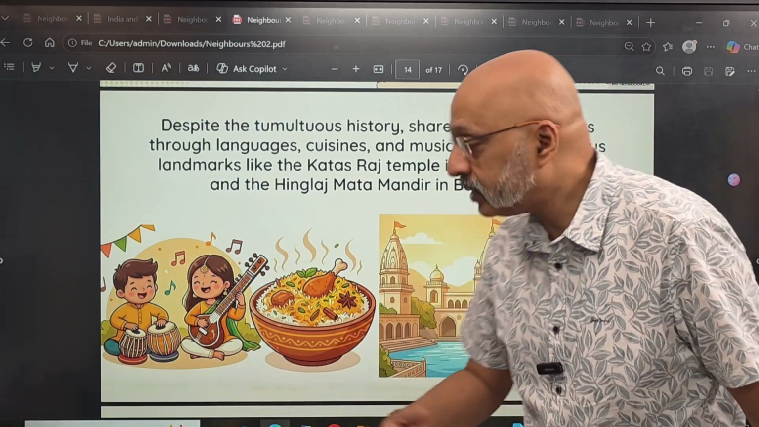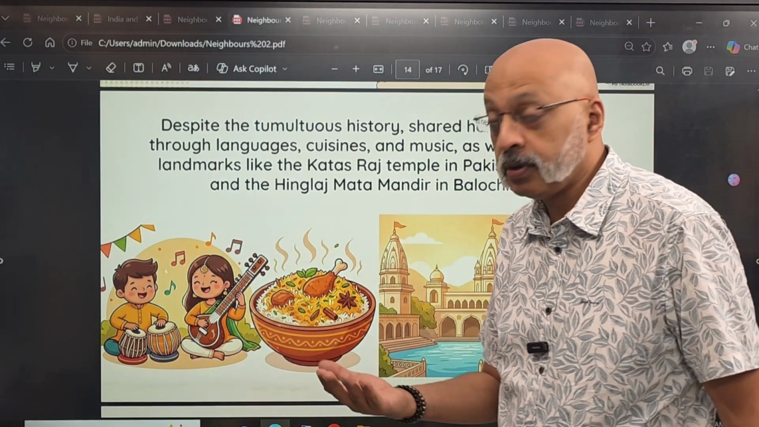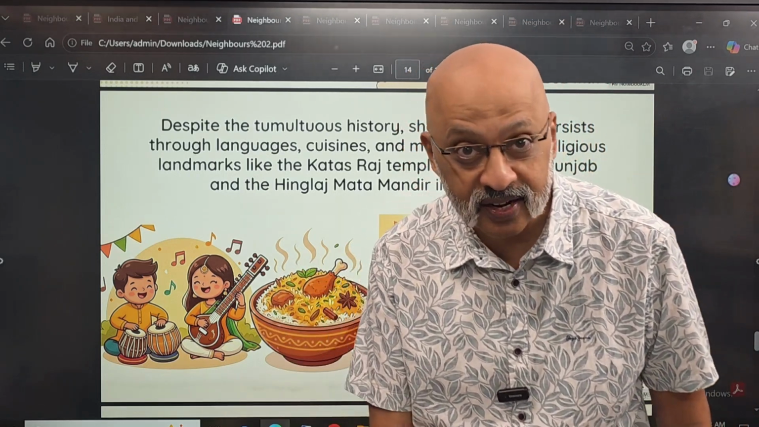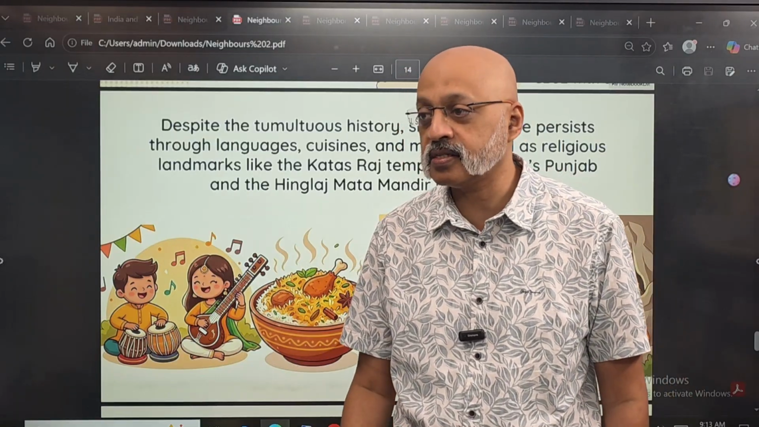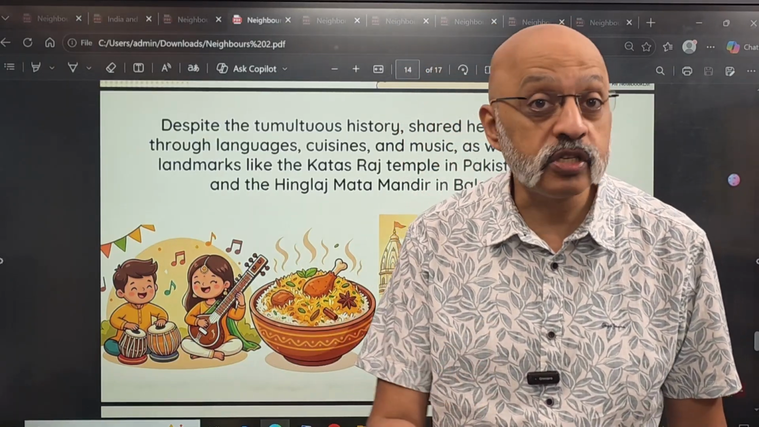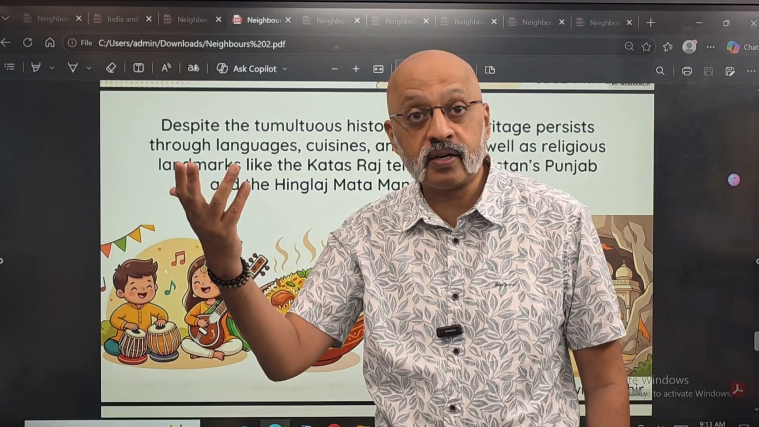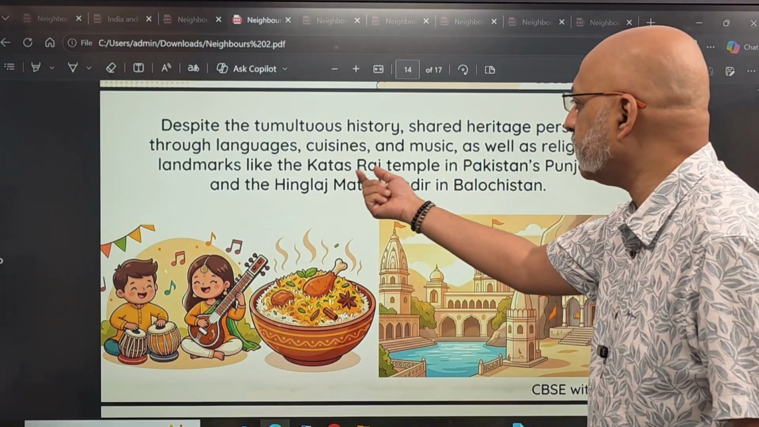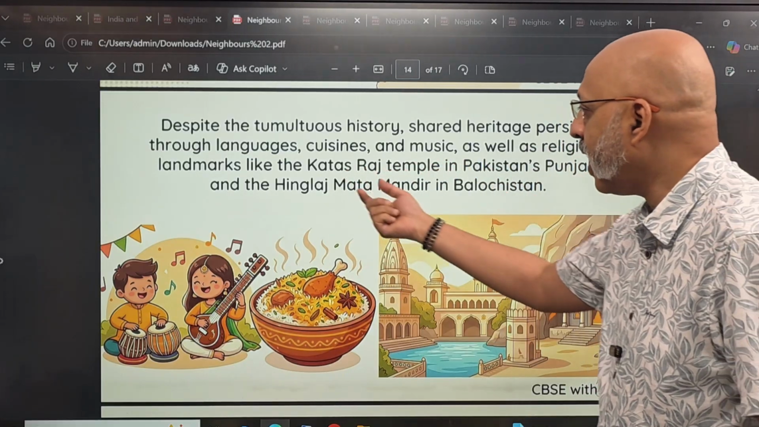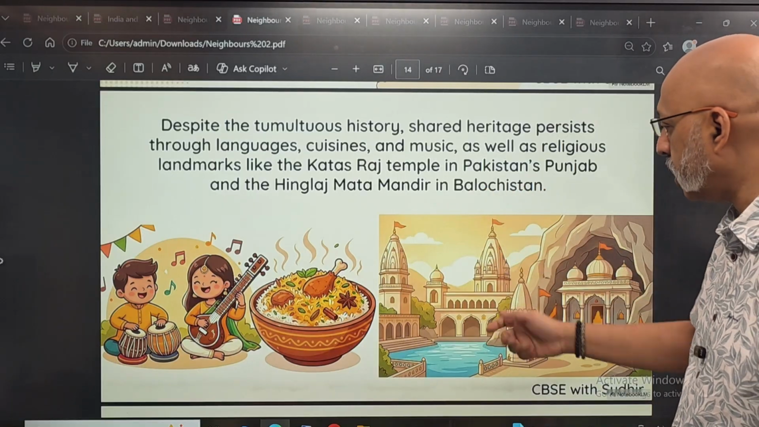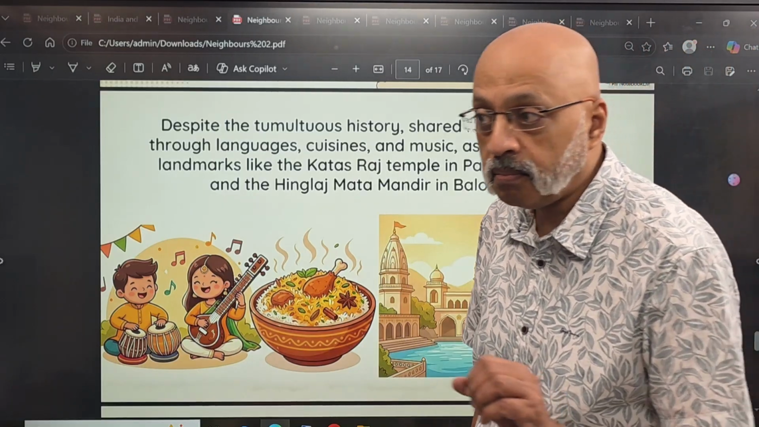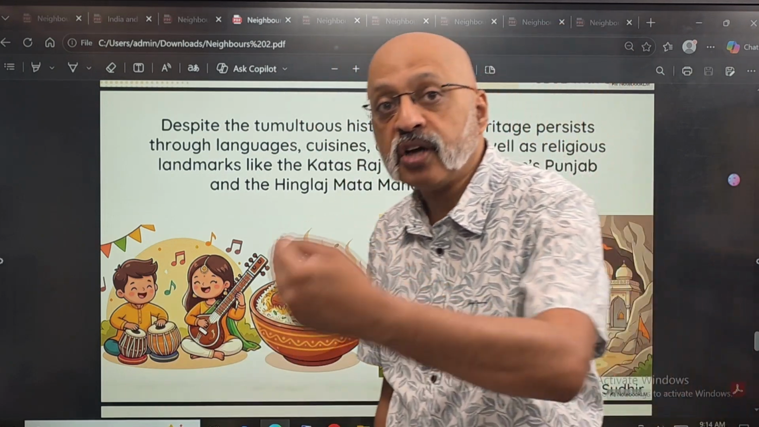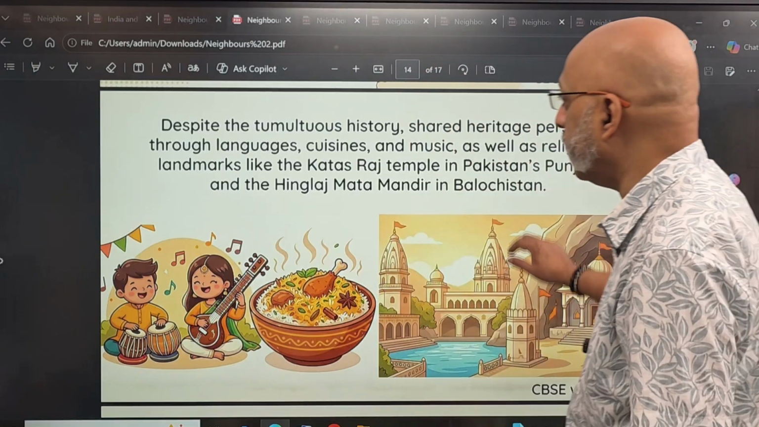Cuisines, the kind of food they eat, music. I mean, Dhurandhar, which is set entirely in Pakistan, has been one of the biggest hits as far as Bollywood, Hindi movies are concerned. Then the cuisine, the music, Nusrat Fateh Ali Khan, one of the famous Pakistani singers, very famous in India, right? As well as religious landmarks like the Katas Raj Temple in Pakistan's Punjab and the Hinglaj Mata Mandir in Balochistan. So these are some of the religious monuments, temples, etc., which are there in Pakistan still, right? Which are revered even by people in India.